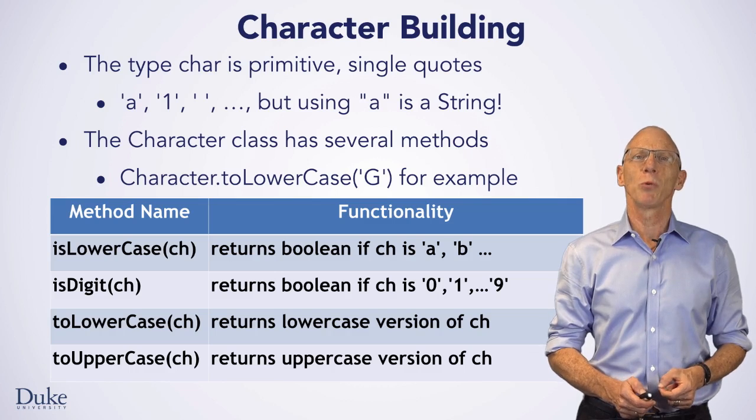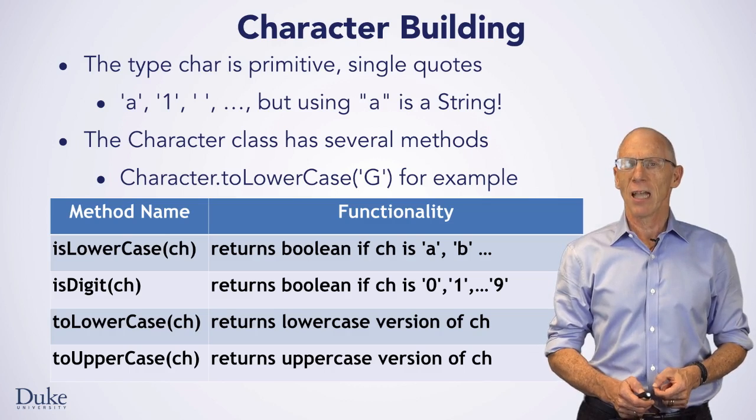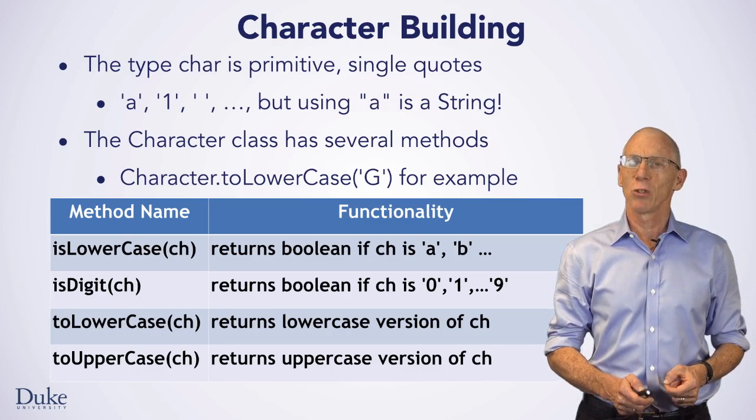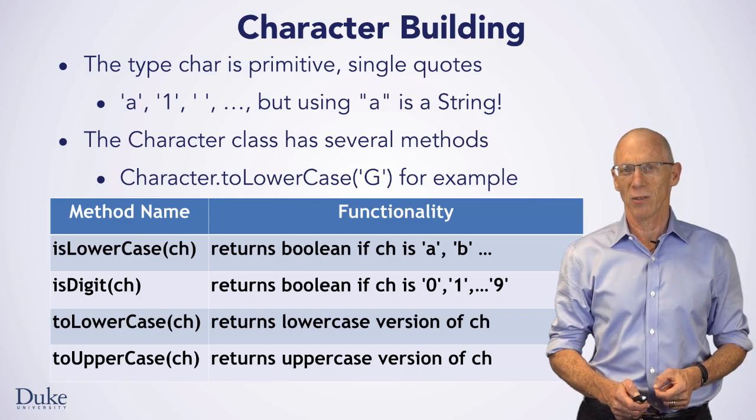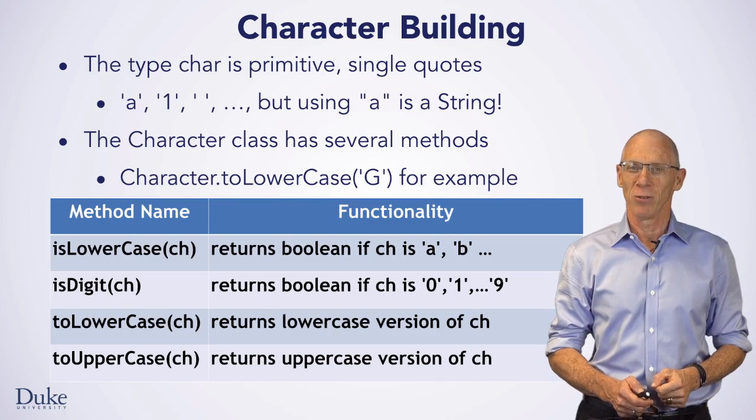The table shows Boolean valued functions like isLowerCase and isDigit, as well as conversion functions like toLowerCase and toUpperCase. Using the Java documentation, we'll show you more Boolean and conversion methods. Have fun building character and writing code.